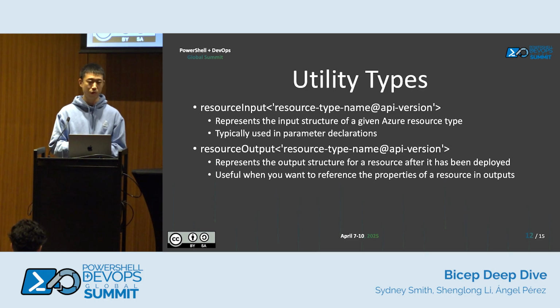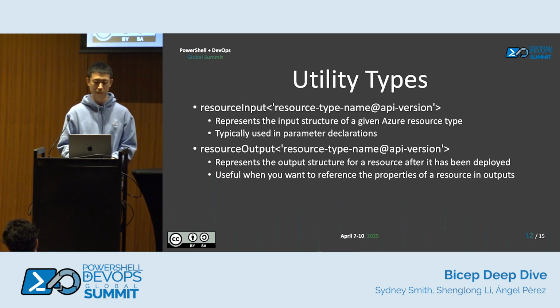So the difference between resource input and resource output is that resource input sometimes can include write-only properties or secrets, like a password. But those will get omitted in the resource output because the resource provider usually doesn't return those in their GET response. But resource output can also have other additional properties like a timestamp, which is read-only and not set by the user, but by the service.